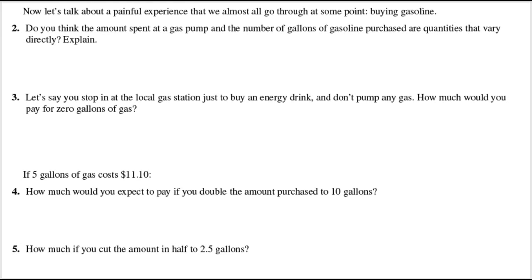Buying gasoline. Do you think the amount spent at a gas pump and the number of gallons purchased are quantities that vary directly? Once again, I think gas last I saw was $1.89. It's down to $1.68 now. So if you buy 1 gallon, you pay $1.68. If you buy 2 gallons, you pay $1.68 for each gallon. For every gallon you buy, you pay $1.68. There is no initial charge, so this is direct variation. Restart the video once you've answered question 3.